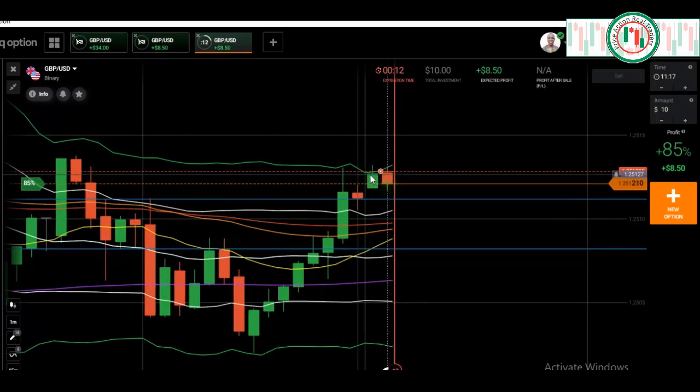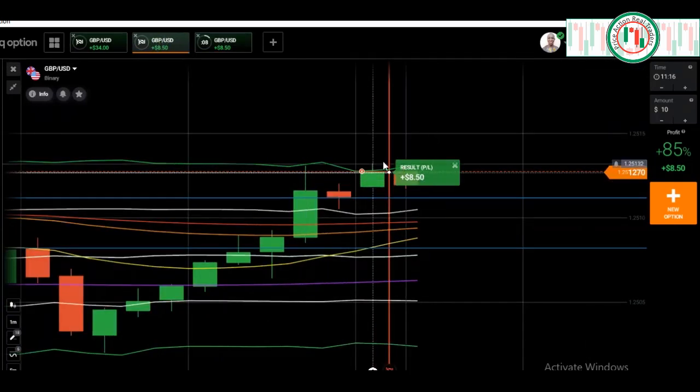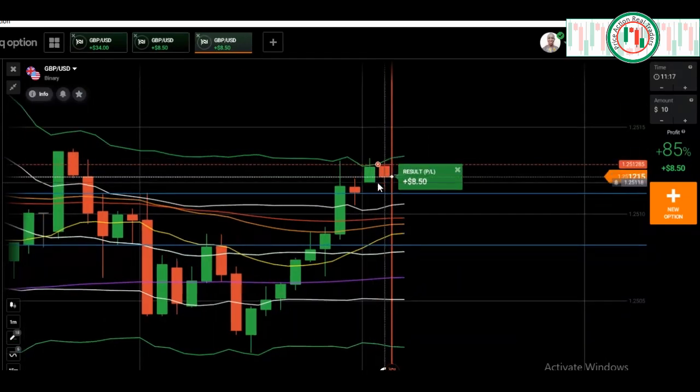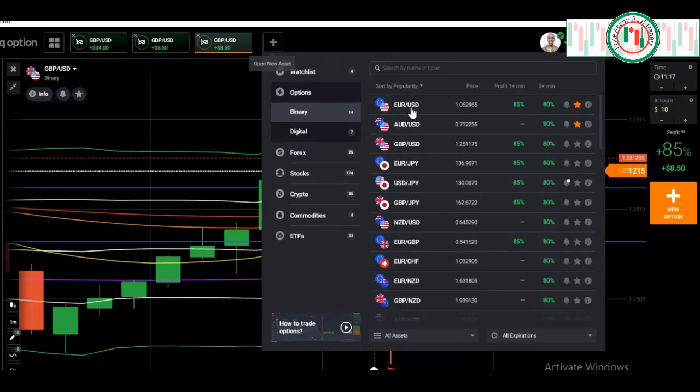So that's why anytime try to get a good entry point. You see, even though the sellers didn't enter, the trade is not losing. But you see sellers now enter. So let's check another zone.